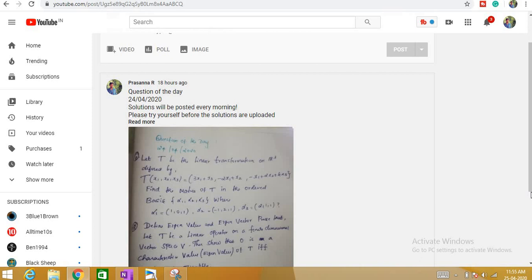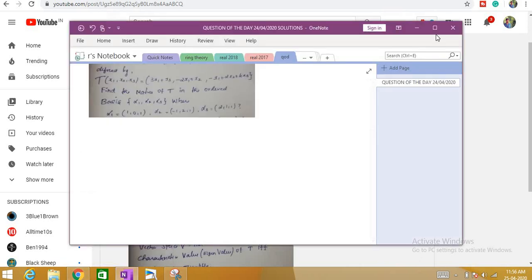So the first question is: let T be a linear transformation on R3 defined by T of x1, x2, x3 is equal to 3x1 plus x3, minus 2x1 plus x2, minus x1 plus 2x2 plus 4x3. Find the matrix of T in the ordered basis alpha 1, alpha 2, alpha 3, where alpha 1 is equal to (1, 0, 1), alpha 2 is (-1, 2, 1) and alpha 3 is (2, 1, 1). So that's a very easy problem. We have solved many problems in the linear algebra playlist.